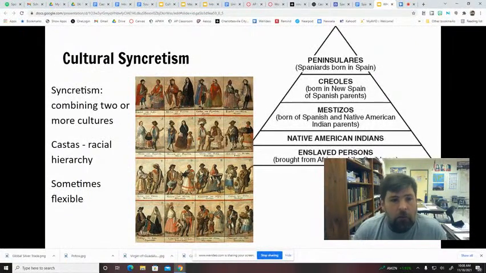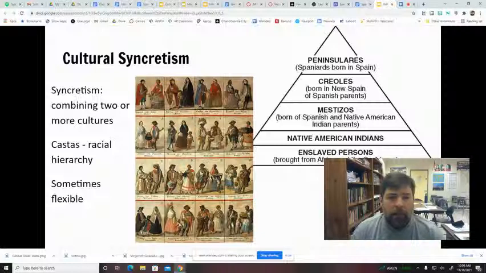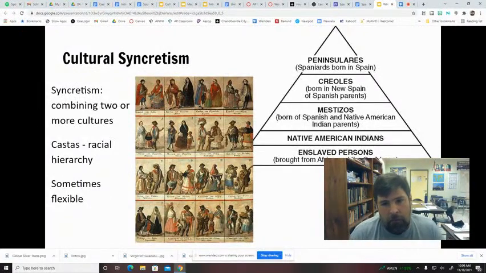And then they get into all these different mixings of different people who are not white, who are some sort of biracial person. So either they have one white parent and one indigenous parent, and that's a mestizo. Or they have one white parent and one African parent, and that's a mulatto, which is an offensive term, but that is the name that was used as part of the system. And then below all this, the biracial folks in the middle, we have Native Americans and then enslaved people.